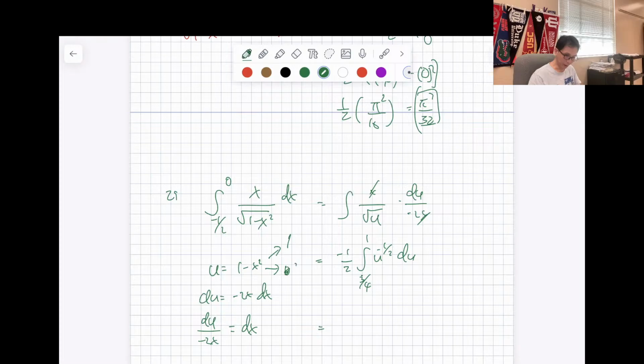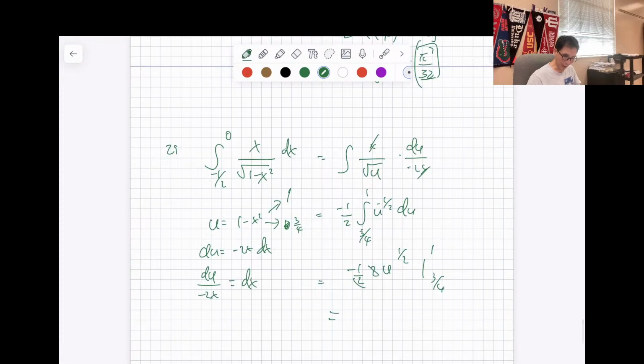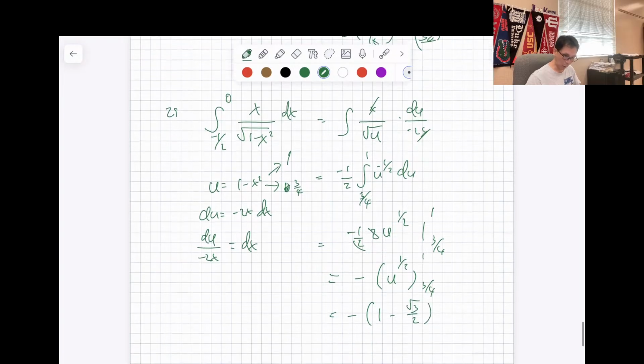Sorry, 3/4. And then it's going to be negative 1/2 u to the 1/2 times 2 between 1 and 3/4. And then this 2 cancels out. That's going to be negative u to the 1/2 evaluated from 1 to 3/4. So that means minus, square root of 3 over square root of 4 minus 1. So it's going to be square root of 3 over 2 minus 1. So this is the final answer I got.